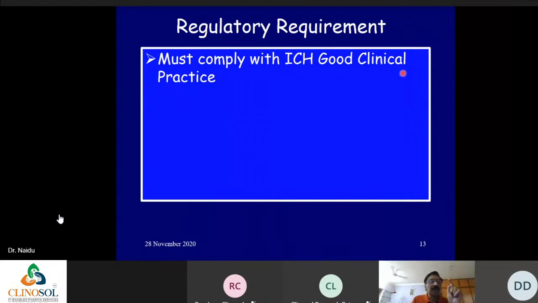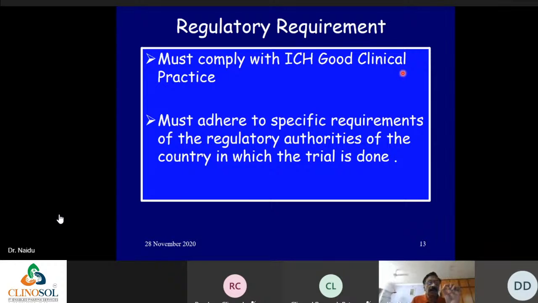One, they always check that your case record form or protocol complies with the ICH good clinical practice guideline. If there is some deviation from the guideline, they will reject your case record form. So you should be very careful that all case record form designing considers GCP practices. Second, it must adhere to the specific requirements of the regulatory authority of the country in which the clinical trial is done.